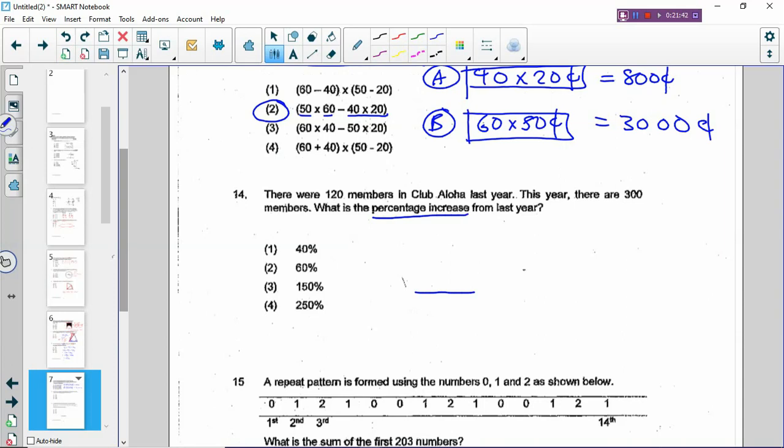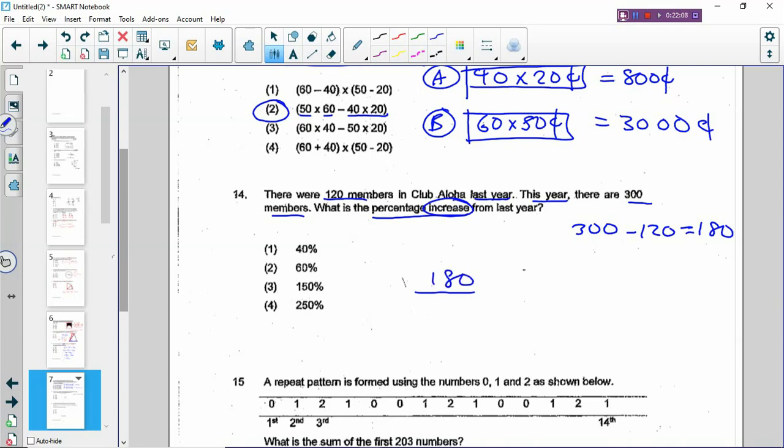So there were 120 members last year, and this year there are 300 members. So what is the percentage increase? Can we first find how many is the increase? You take 300 minus 120 and you get the increase, which is 180. So how do we write it as a fraction? The numerator is the increase. Okay, the numerator, right, that's the increase.